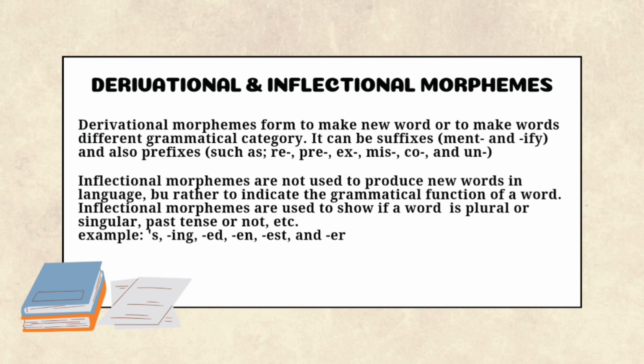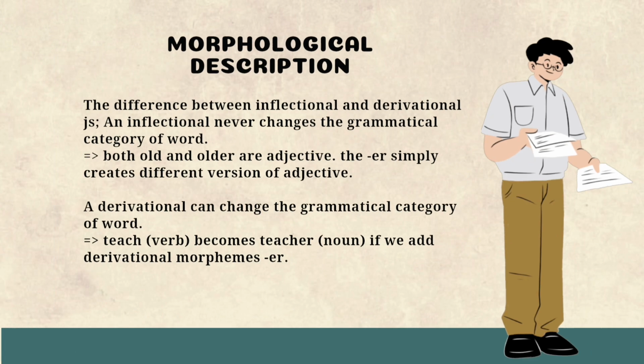Second one is inflectional morphemes. Inflectional morphemes are not used to produce new words in a language, but rather to indicate the grammatical function of a word. Inflectional morphemes are used to show if a word is plural or singular, past tense or not, and so on. Examples: s, ing, ed, and, er, and est.